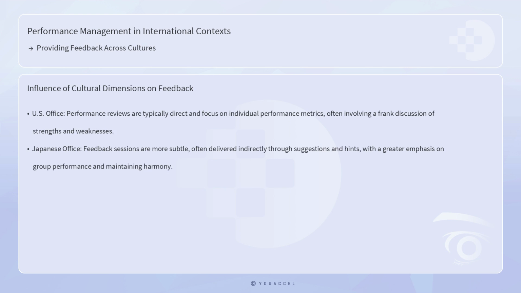An illustrative example of the influence of cultural dimensions on feedback can be seen in the case of a multinational company with offices in the United States and Japan. In the U.S. office, performance reviews are typically direct and focus on individual performance metrics, often involving a frank discussion of strengths and weaknesses. In contrast, in the Japanese office, feedback sessions are more subtle, often delivered indirectly through suggestions and hints, with a greater emphasis on group performance and maintaining harmony.